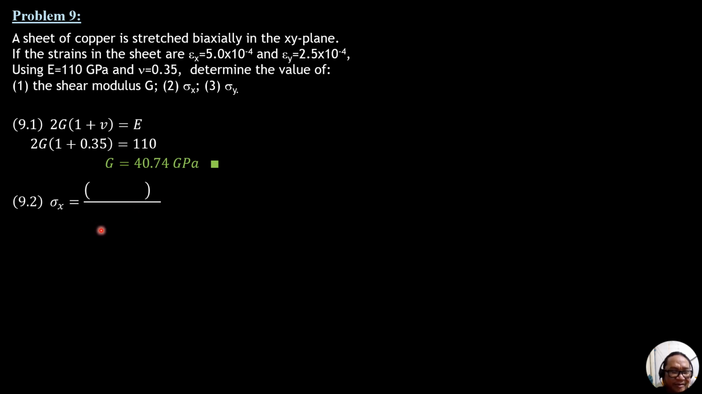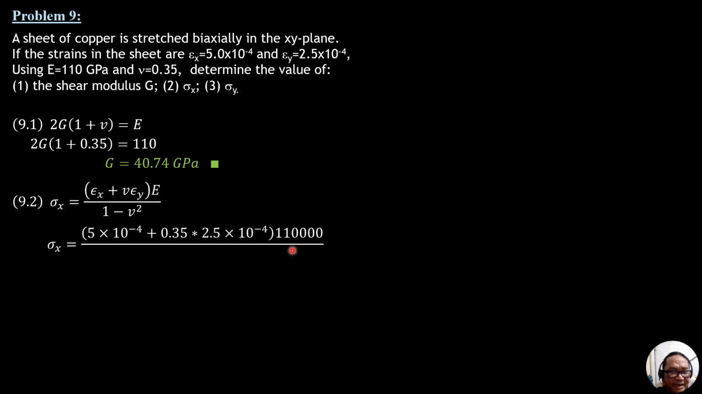So sigma x equals quantity strain in X plus Poisson's ratio times strain Y, E over 1 minus Poisson's ratio square. Substitute, everything is known. So sigma x equals 5 times 10 to the negative 4 plus 0.35 times 2.5 times 10 to the negative 4, 110,000 megapascals E, so that the result is megapascals, divided by 1 minus 0.35 square. Solving for the stress, it is equal to 73.65 megapascals. Since it is positive, it is tension.